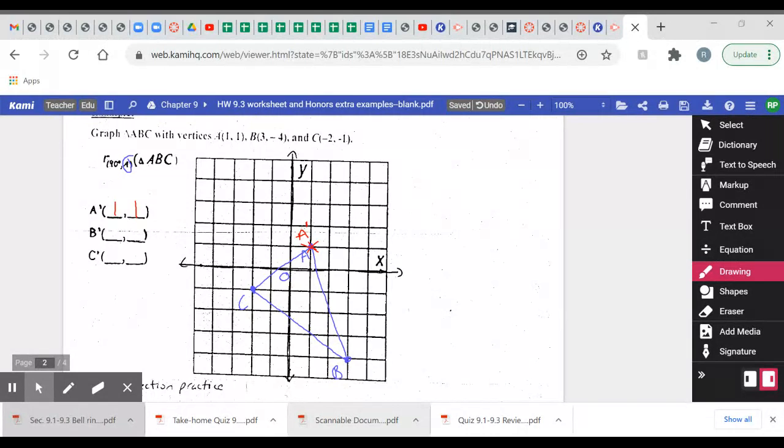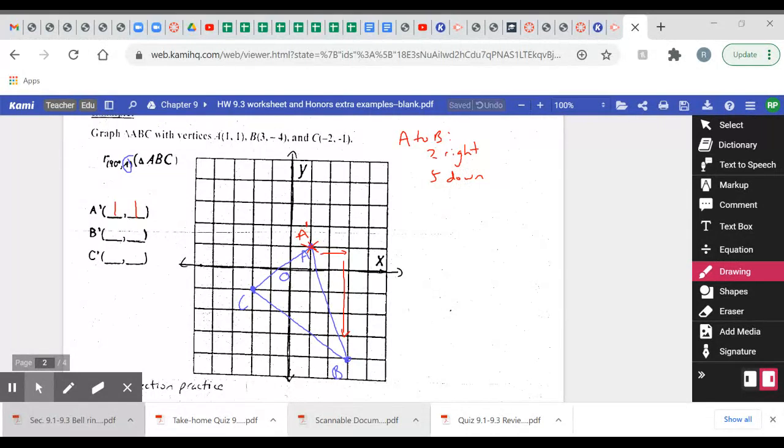Okay, for B, I want to see how far away B is from point A. I can see how far I'm going this way and how far I'm going this way to get to B, and I'm going to write that down. You can see here, I just went 2 to the right. So to get from A to B, I went 2 right, and then I went 1, 2, 3, 4, 5 down.